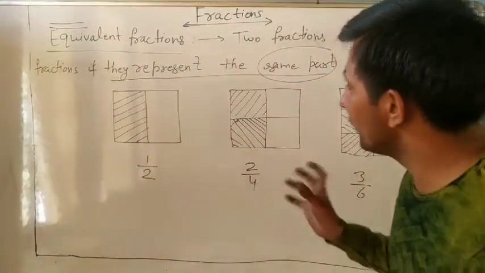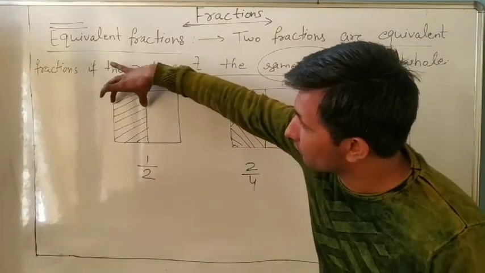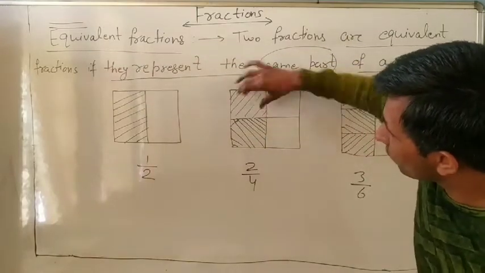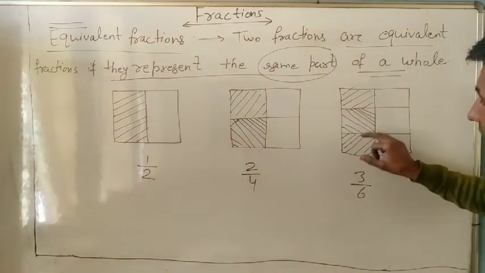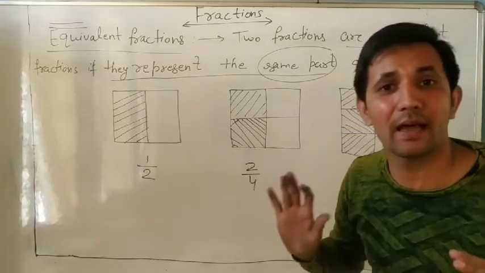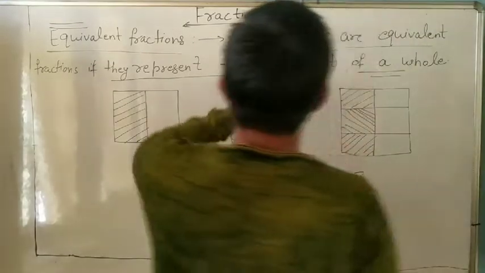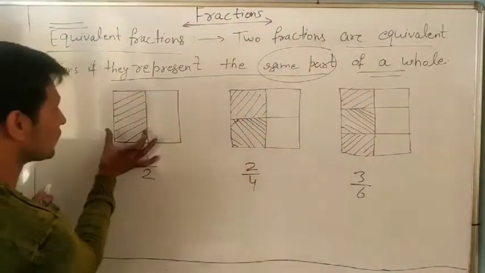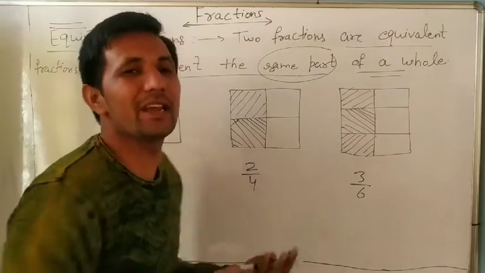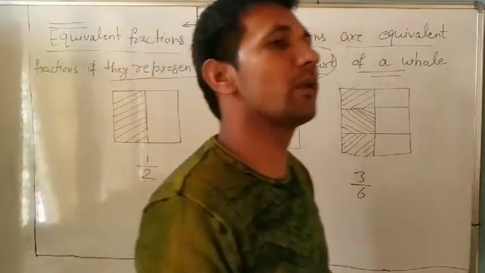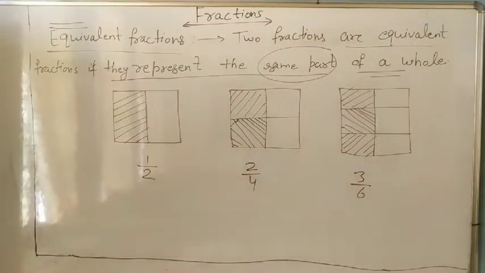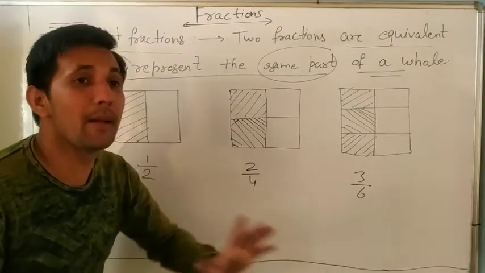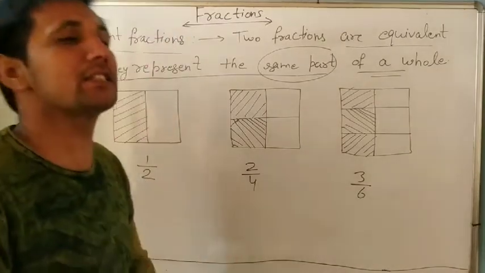But we observe that in this pictorial diagram, all three shaded portions are the same. It means equivalent fractions have the same part. All three have the same part. So these are called equivalent fractions. Their fractions are different, 1 by 2, 2 by 4, 3 by 6, but their values are the same.